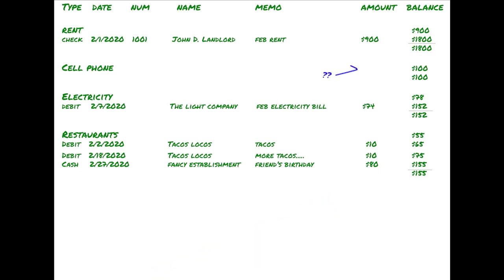You can see there's no real activity in the cell phone category since the previous report indicated nothing was spent there. So we'll have to wait for step 3 to figure out the full story there. Now let's look at the restaurant detail to see why I'm over budget there.